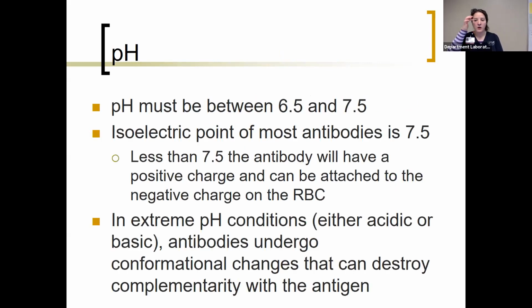Now pH. The desired pH in blood bank is between 6.5 and 7.5. The isoelectric point, meaning the point at which your cells take on a neutral charge, is 7.5. If you have an extremely low pH or an extremely high pH, then it's less likely that the antibody will be able to bind to the red cells.